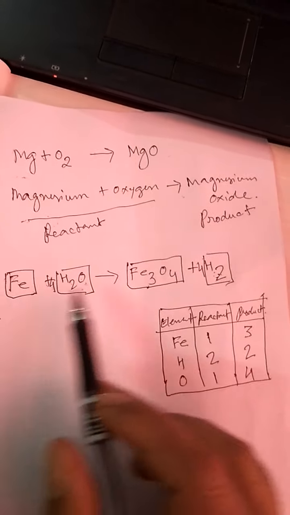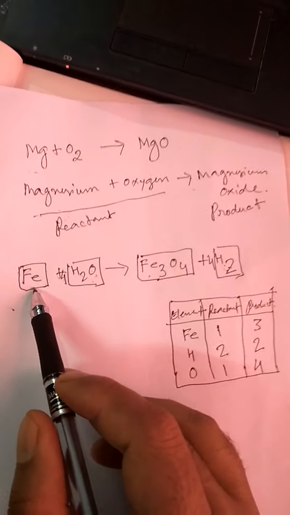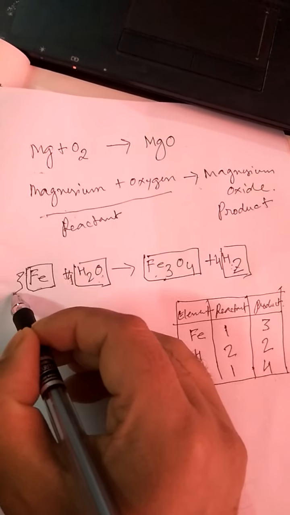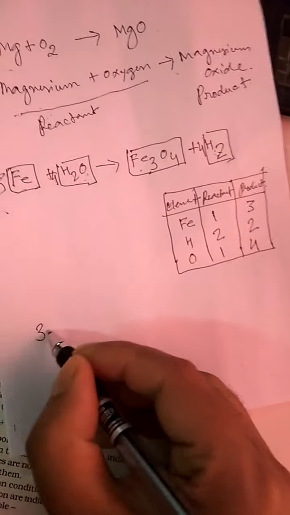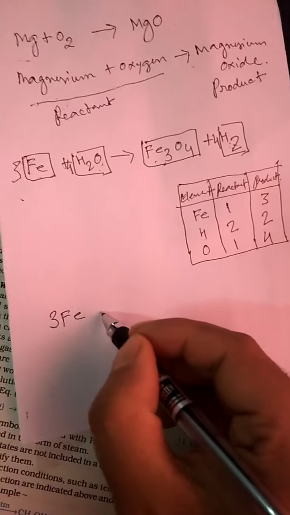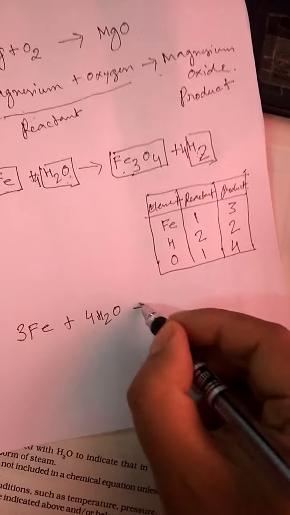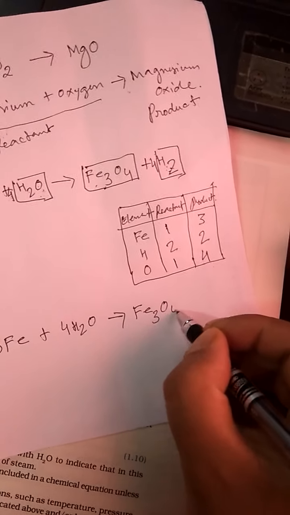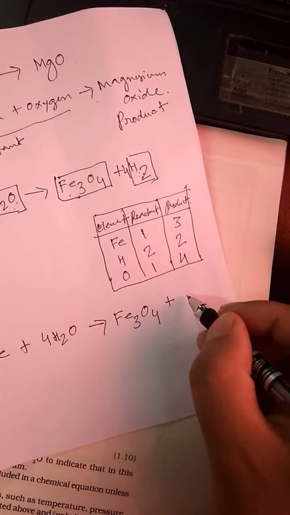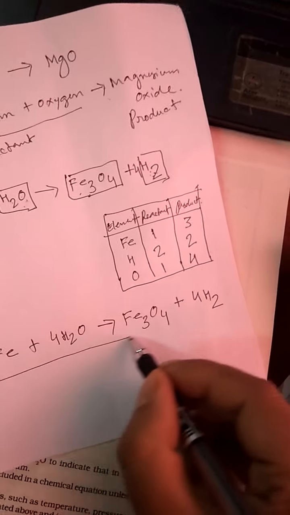Now we have to see the next one, that is iron. Iron is 3 here, and 1 here. So if we multiply by 3 here, now the equation gets balanced. So now we can write the balanced chemical equation as 3Fe plus 4H2O gives Fe3O4, iron oxide or ferric oxide we can say, plus 4H2. Now this is a balanced chemical equation.